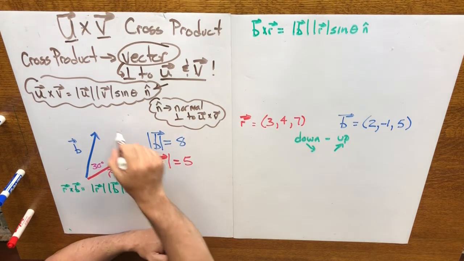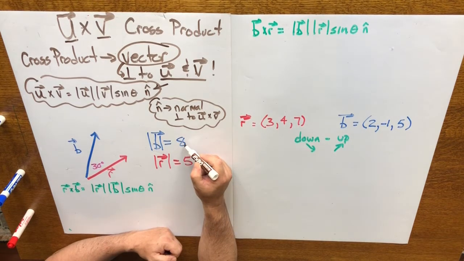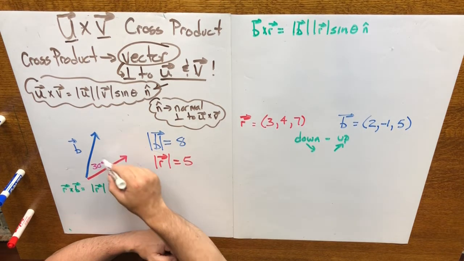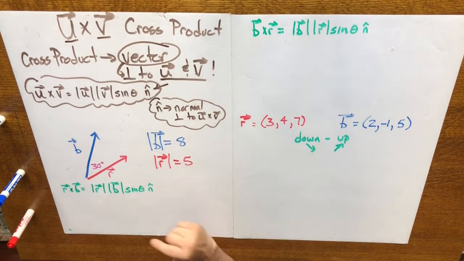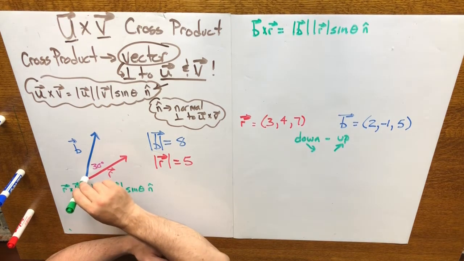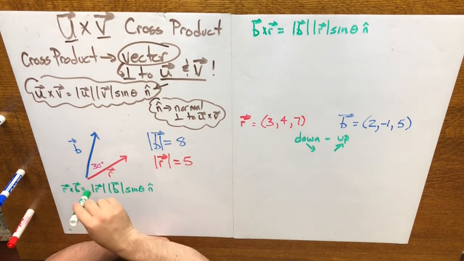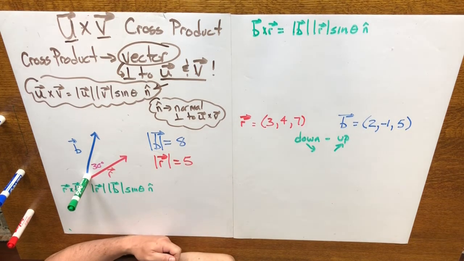I want you to take a look at this diagram right here. I've got two vectors, vector b in blue, 8 units long, vector r in red, 5 units long, and the angle in between them is 30 degrees. The main thing to note is that when you do the cross product, you're going to get a third vector that is perpendicular to those two. In order to be perpendicular to both of them, it has to either be coming straight out of the page like this, or it would be going into the page or off of the page underneath the desk. So this marker represents a vector perpendicular to both r and b.